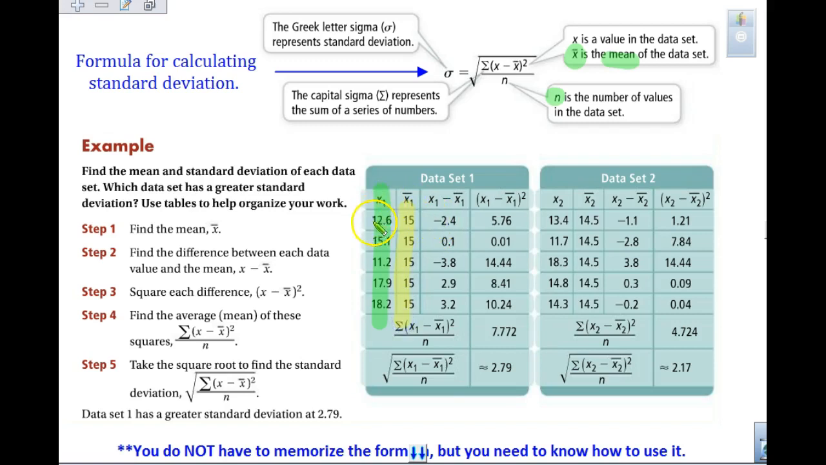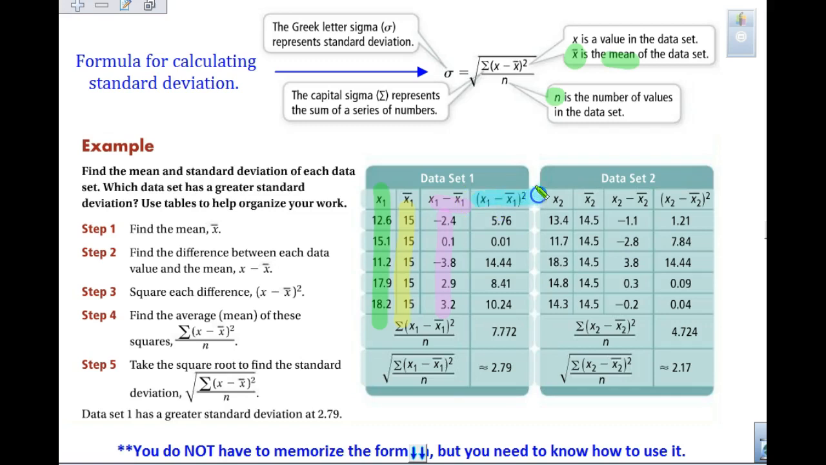We then are going to take 12.6 minus 15. 12.6 minus 15 gives us negative 2.4. Then we take 15.1 minus 15, 11.2 minus 15. So we get those numbers. Then to get this next column, what you're going to do is square.